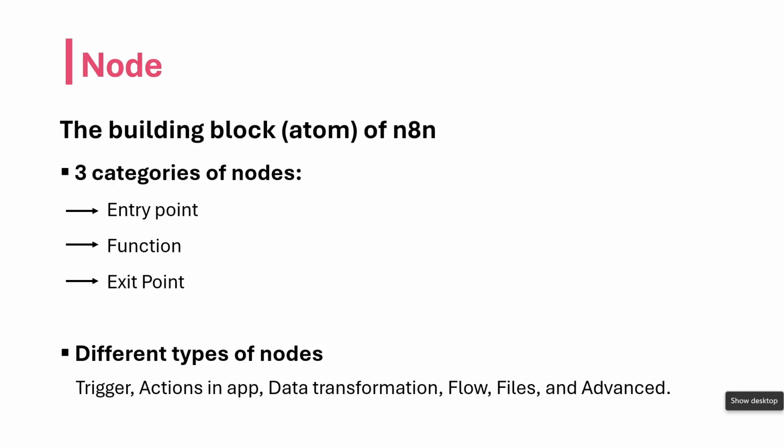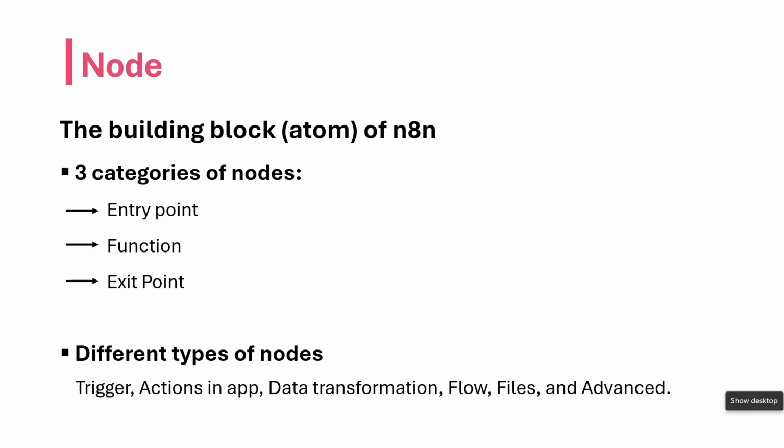Then comes the function node. This handles the logic or transformation part. For example, a Set node or a Function node can format your data, add new fields, or apply certain filters or conditions. It's like the chef in your automation kitchen. It will take raw ingredients, that is your data, take it to the kitchen, that is your application, and then it will prepare the insights and serve them to you.